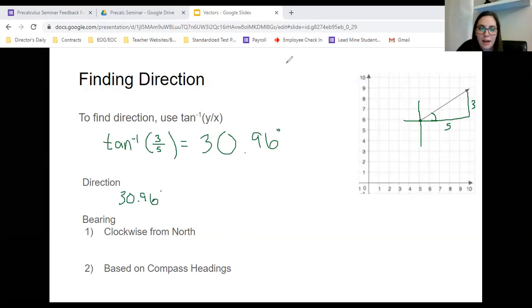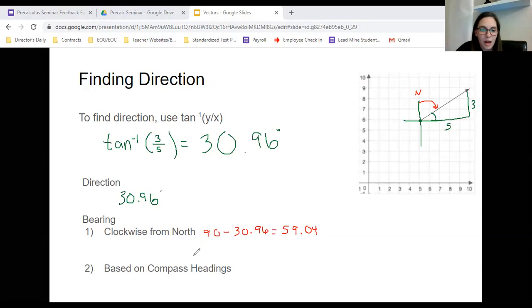Now, if I wanted to find the bearing, the first way we did it, remember, was clockwise from north. So there's my north. Clockwise from north is going to go this way. So for that, I can just do 90 minus that angle. And I will get 59.04, and that's my bearing clockwise from north.